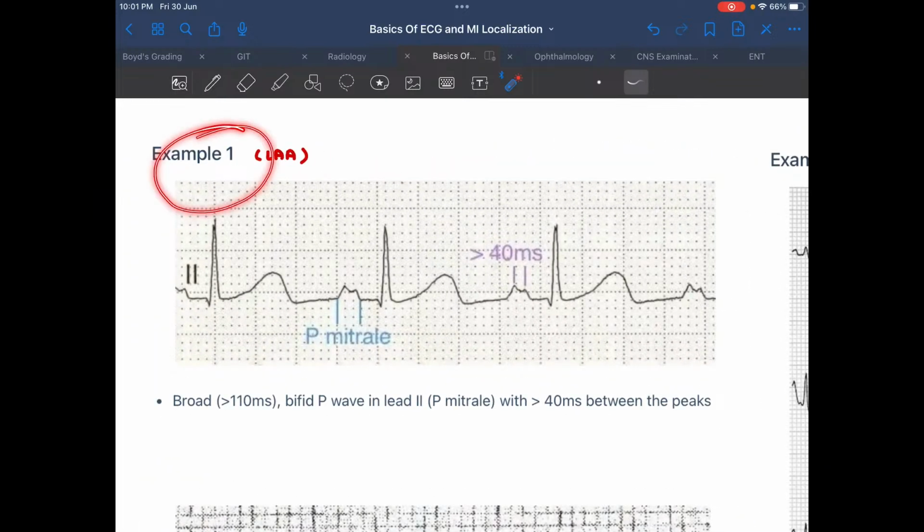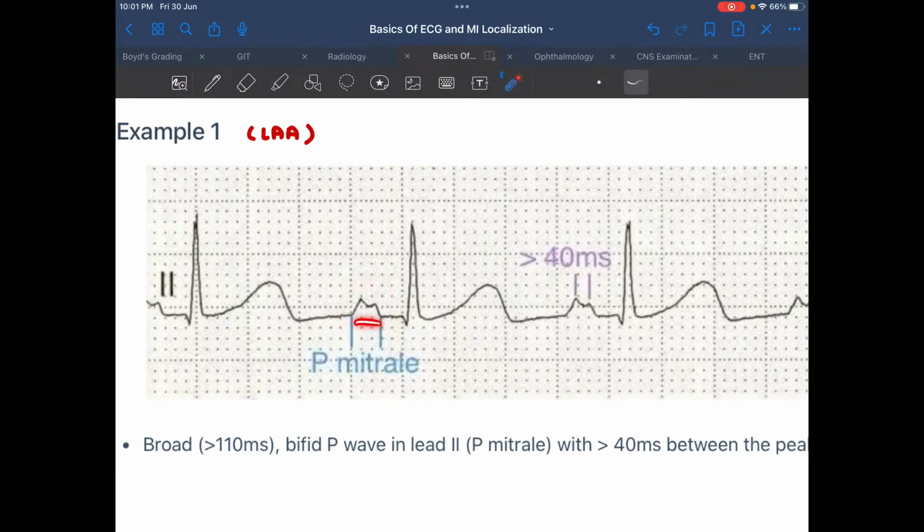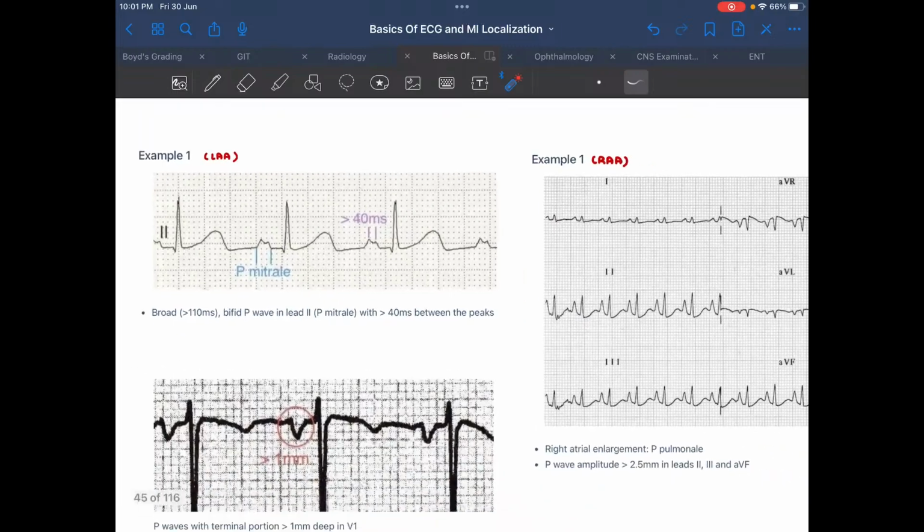So let's see. Example 1, left atrial enlargement. How can I see that? Can you see the P wave, guys? P wave is broad. It's more than 110 milliseconds. Obviously, it's 3 small squares, so it's more than 110 milliseconds. Okay? And look at the peaks between the two, guys. They're more than 1 millimeter, more than 1 small square apart. So it's a characteristic case of a left atrial enlargement. Okay? What about the next one?